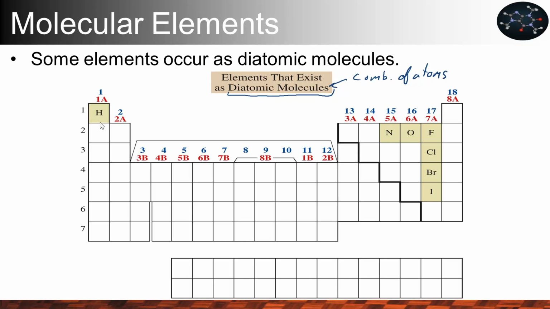So certain elements, 7 of them to be precise, and it kind of looks like a 7 over here, so we can help remember that. Hydrogen, nitrogen, oxygen, fluorine, chlorine, bromine, and iodine all form diatomic molecules, meaning that when I find this out in the universe, I'm actually going to find H bonded together with a second hydrogen.